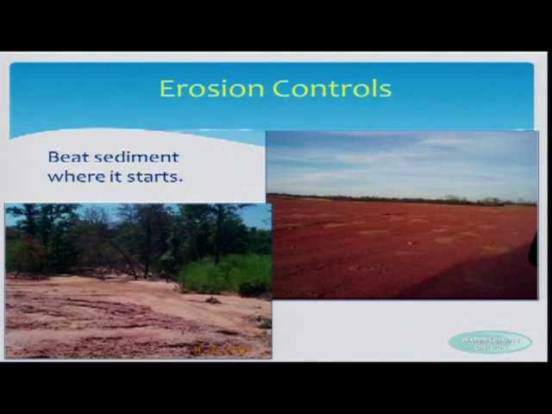So beat it before it gets started. Don't disturb if you don't have to. You're just asking for trouble. Lower left there is a site where the soil was very sandy. It wanted to move. It was ready to move. And once he got it uncovered, it moved. And it went down and deposited in the creek. And then it migrated down that creek and went off the site.